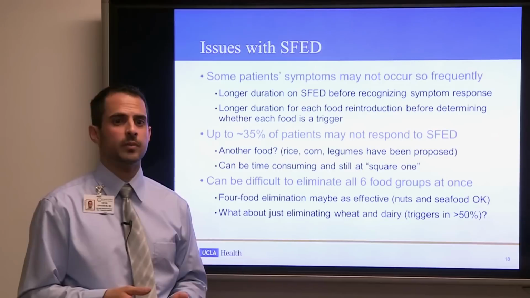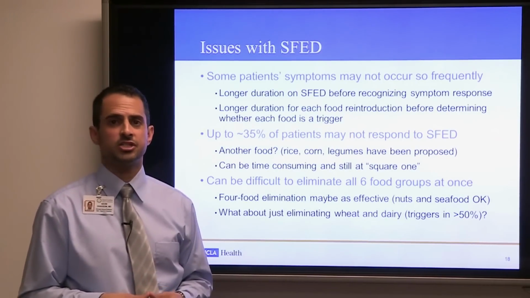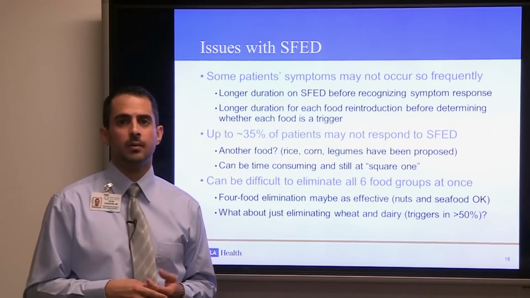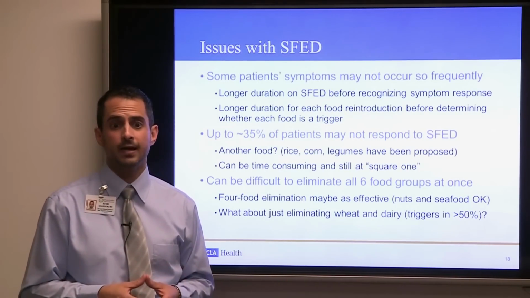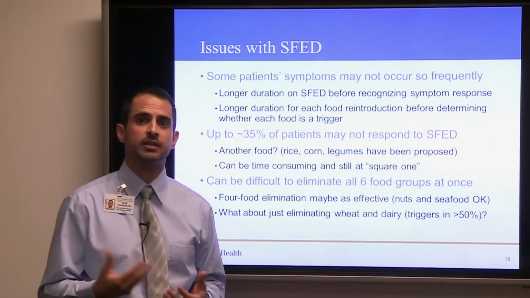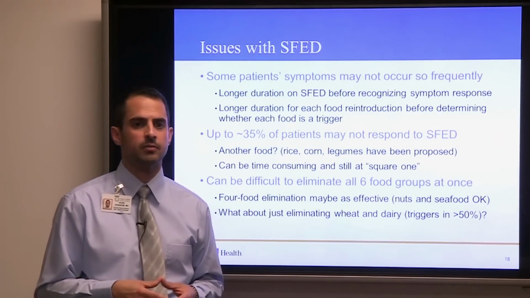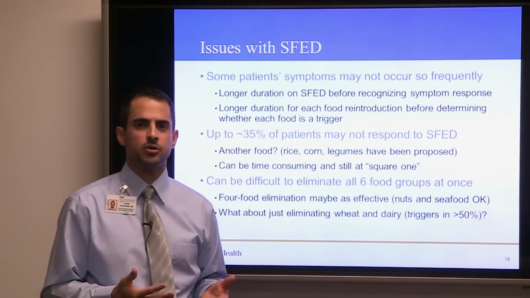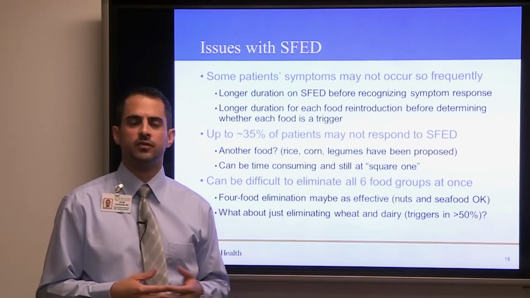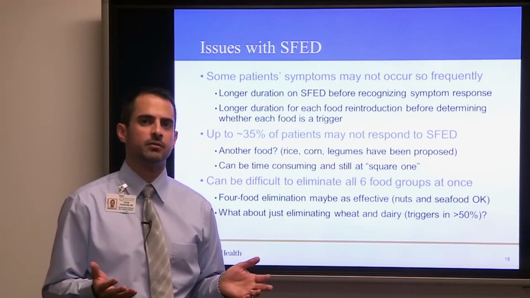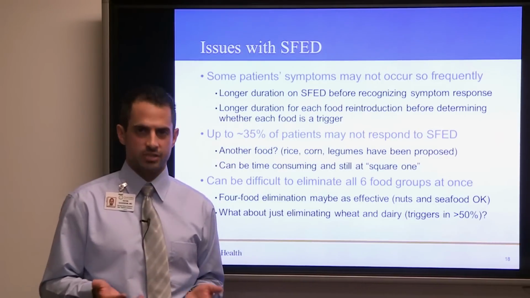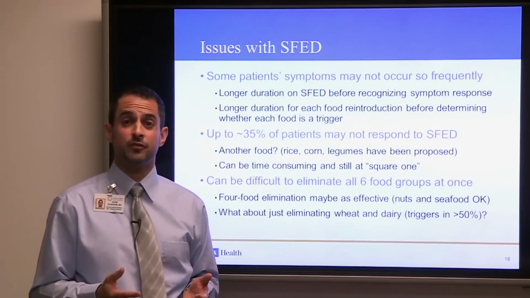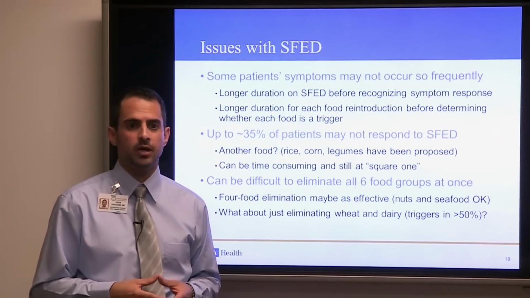Why is that the case? Well, maybe there's another food. Some studies have suggested either rice or corn or legumes such as lentils and beans could be the responsible food. Maybe there's an aeroallergen, something in the environment that you breathe in that's causing the problem. And furthermore, it's a time-consuming process. So what if you go through the 6 weeks of the food elimination diet and you don't experience any resolution in your symptoms? In a way, you're still at square one. It also can be very difficult to eliminate 6 different food groups from your diet all at once.